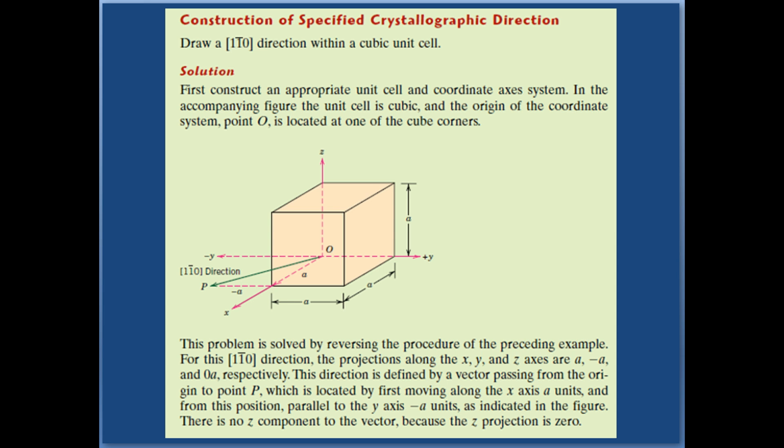Accordingly, we are going to locate that particular point P, as there is no z component to this vector because the z projection is 0. The x projection is given as a, the y projection is given as minus a, and the z projection is 0. Means in the x direction the projection is 1 unit, in the y direction the projection is minus 1 unit, and in the z direction there is no projection, or the projection is 0.